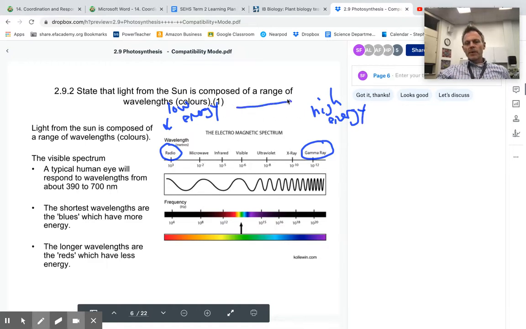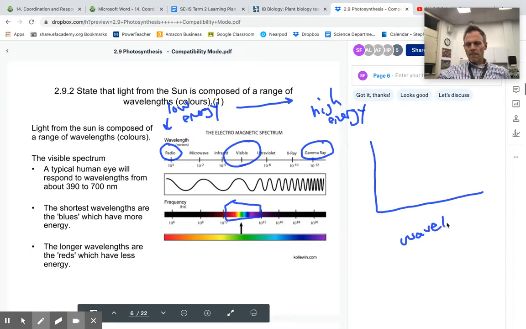This is important when we start talking about visible light. This is the range that photosynthesis works best in. Photosynthesis doesn't work in this area, and it doesn't work at these high energy ones. It works in this visible light spectrum. We're going to talk about the absorption spectrum later, but on the bottom of this graph is wavelength, and up here is the rate of photosynthesis, or how well photosynthesis is working.